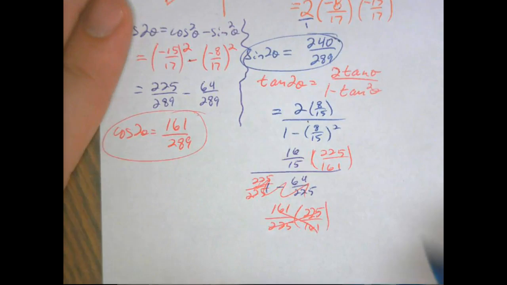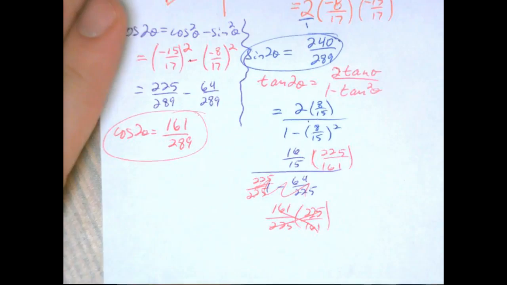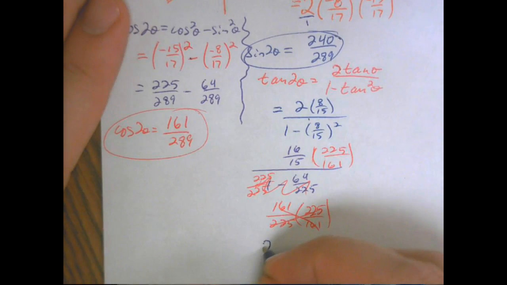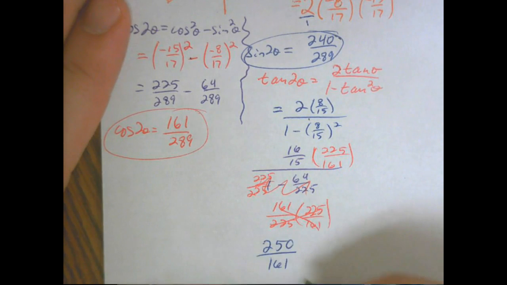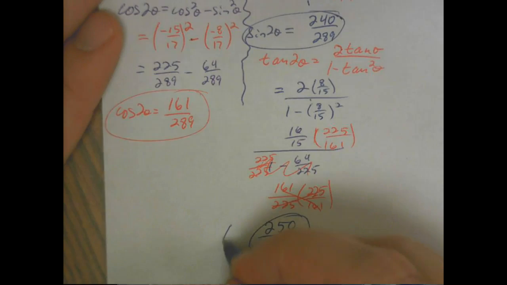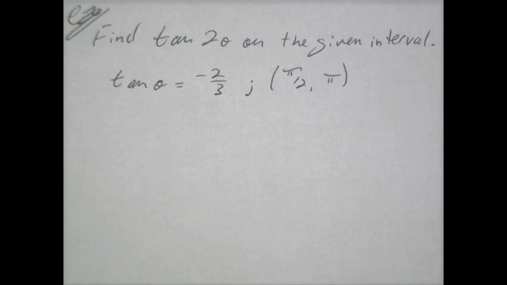And this will be 15, 16 times 15, 15 to 50 over 161. And there we go. There's tangent of 2 theta. Yay. All right, in this example, we're going to be doing pretty much the same thing.